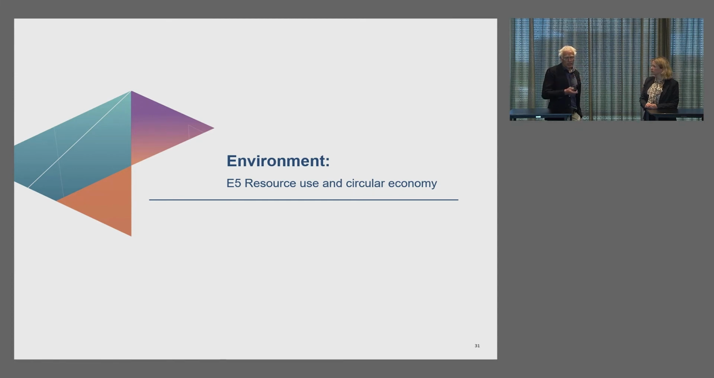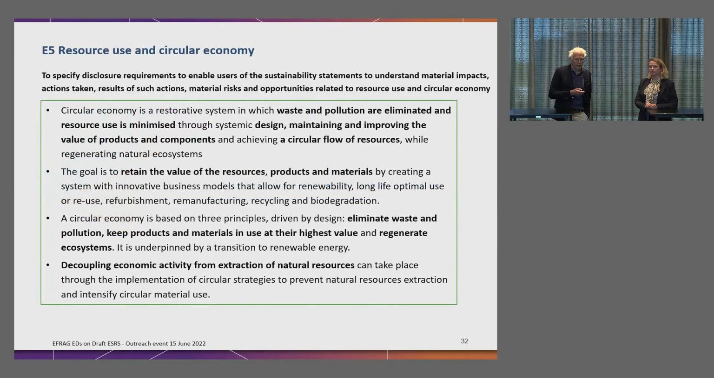Then coming to the last standard, E5, on resource use and circular economy, a topic very close to the heart of Philips, because we think the circular economy is very important. We need to decouple economic growth from the use of resources. We're consuming more than one planet at this moment, and we see the devastating effects of that. So here again, a number of requirements, and the slide tells you more, and there's also reference to all kinds of other documents in the standard itself. But as I said, we try to decouple economic growth from the extraction of natural resources.